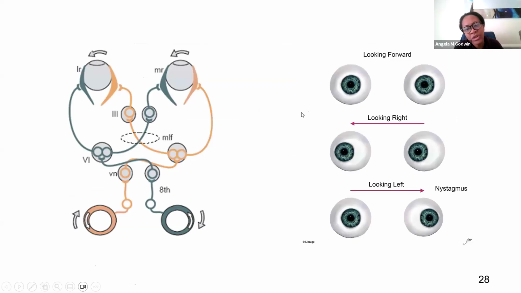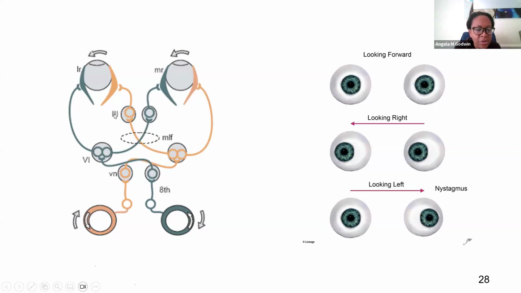And one of the tests you could do, and this isn't necessarily as common, if the person's looking forward, it's normal. They look right, depending on where the demyelination is occurring, that could be normal. But what you notice if they look left is nystagmus on the left eye, and then the right eye has this inability to move because of that demyelination. And it really is affecting the sixth and I think the third cranial nerve. So that's the demyelination that's happening here.